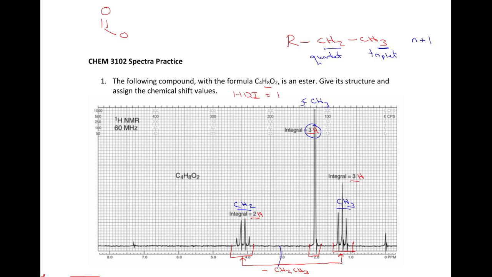So what could I do? Well, I could just start messing around with it and say, there are only 2 possibilities for the structure.